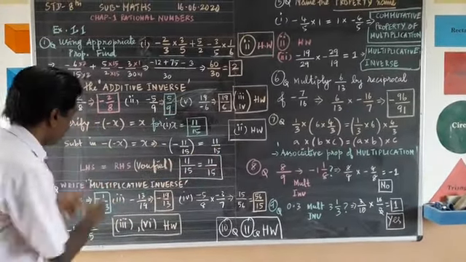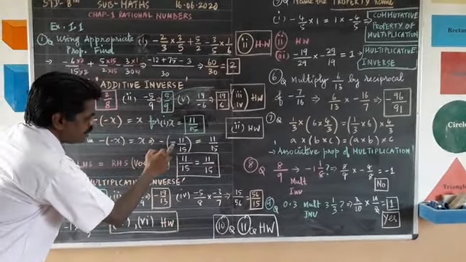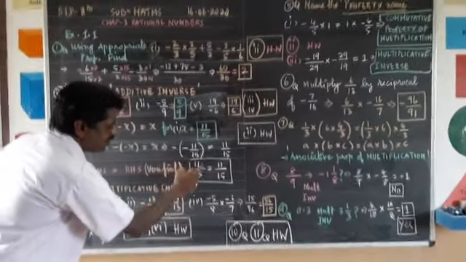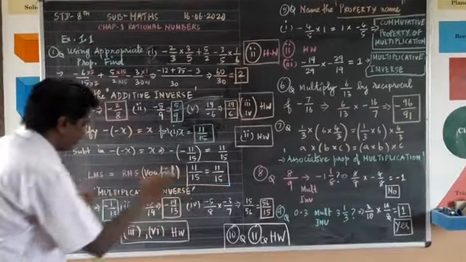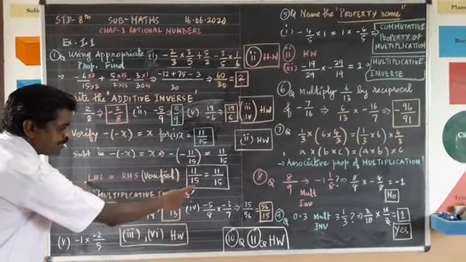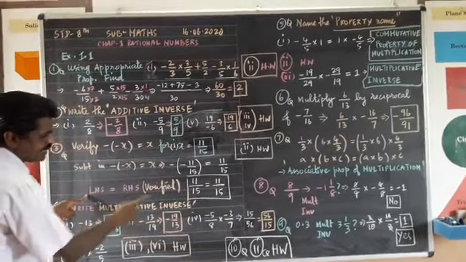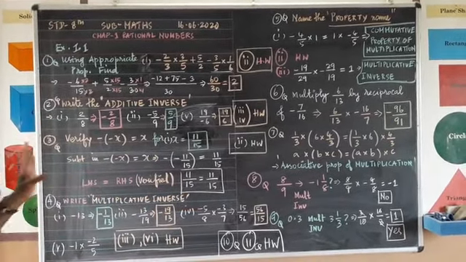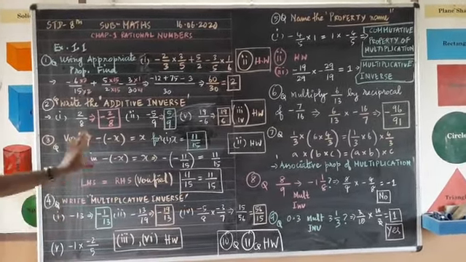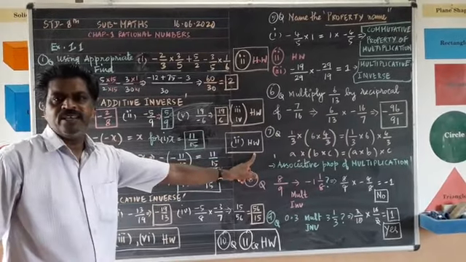Now you see I am simplifying this one. Minus into minus plus. So 11 upon 15 is equal to right hand side 11 upon 15. Left hand side also 11 upon 15 you are getting. Right hand side also 11 upon 15 you are getting. So it is verified. The statement is true. Similarly, you do the second problem as a homework.